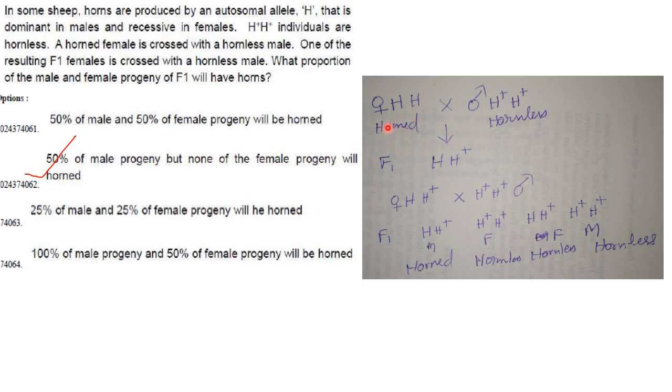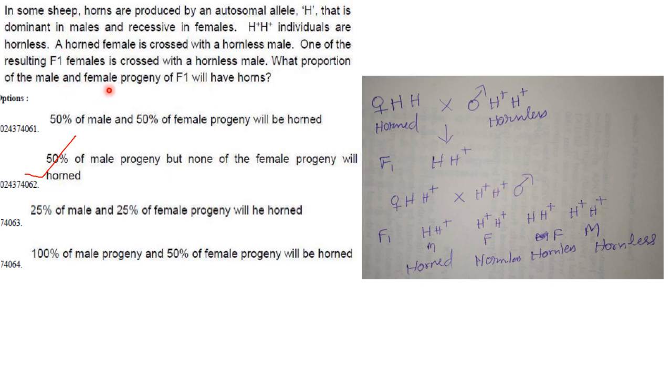So this is the horned female, H H, and it is crossed with a hornless male, H plus H plus. One of the resulting F1 females is crossed with a hornless male. So this is the F1 progeny that you get upon the cross between the horned female and the hornless male, that is H H plus. Now you are crossing the resulting F1 female with a hornless male, again H plus H plus.